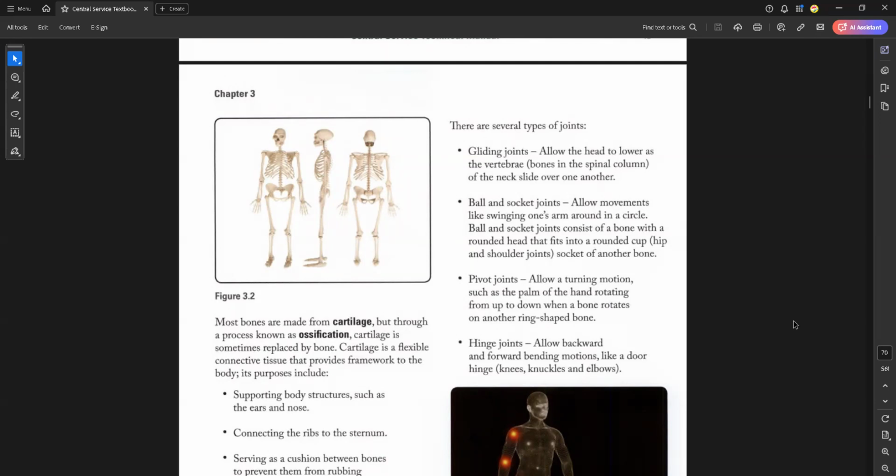Then you have the pivot joints that allow a turning motion, such as the palm. You can move your palm, let's say you want to wave bye bye to somebody. That's an example. Then you have hinge joints that allow backward and forward bending motions. So these are some of the joints, and sometimes they do surgery on this type of joints, hinge, and then the ball and socket, especially the hip area, hip surgery.